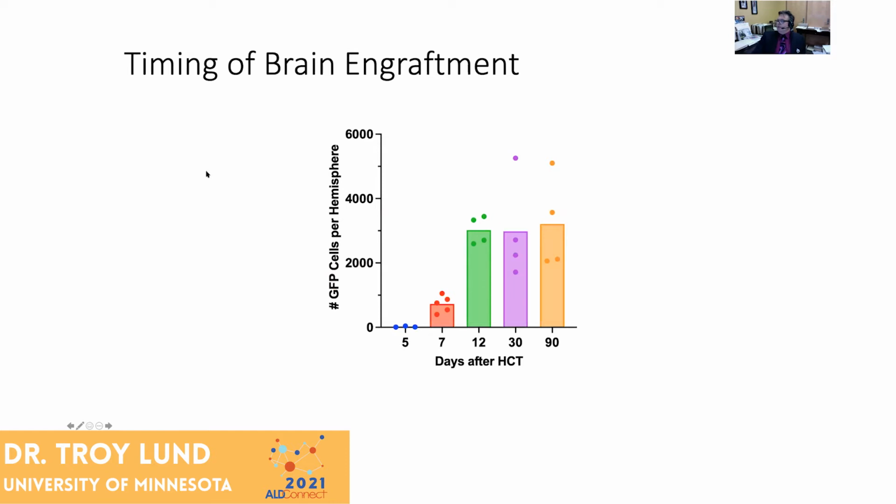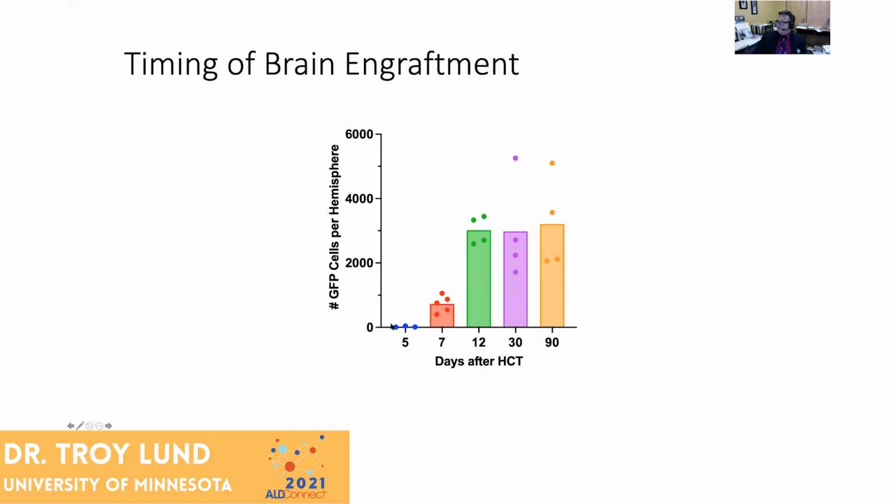But what about when we look at the brain? Now we're going to count the number of GFP cells in half the brain. We do this by flow cytometry in the lab. We take the brains out of the recipient animals and mash them up, and then we run them through a machine that can give us the number of GFP cells, or green cells, there.